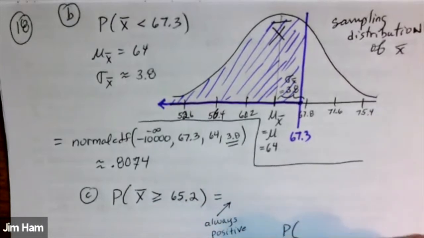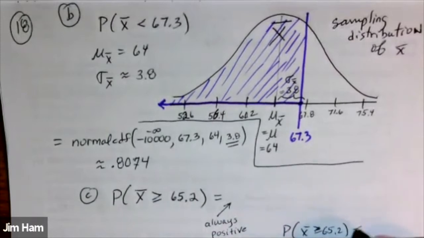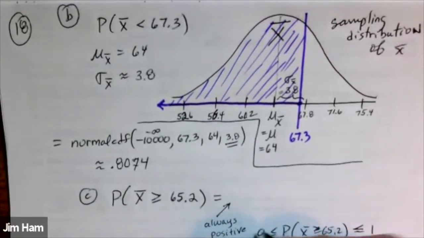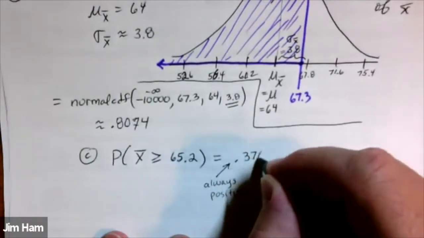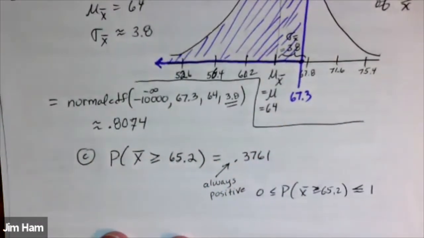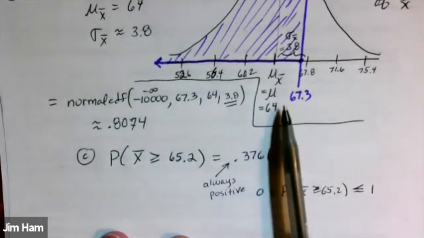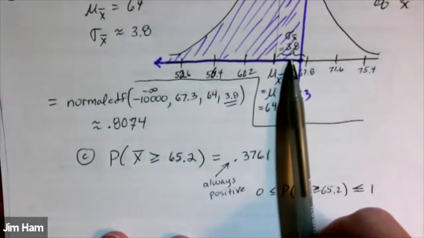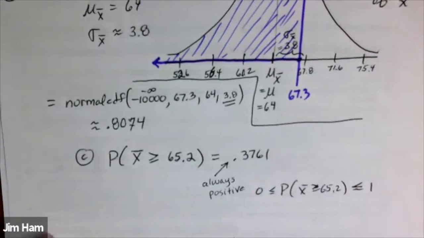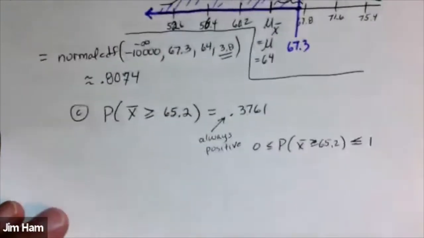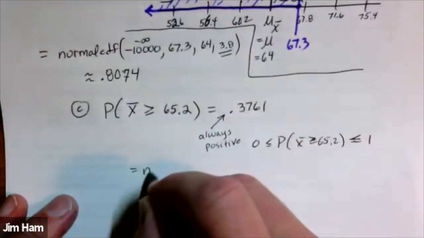Any probability, including this one, has to be a number between 0 and 1. Okay, it looks like 0.3761. That makes sense to me because we're going to go from here on over. So I know that it's less than half of the area. And so that seems like a reasonable number.